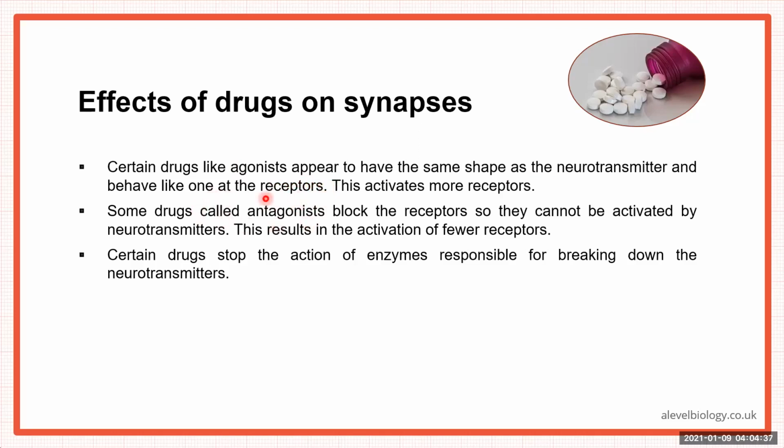Now, some drugs are called antagonists. They block the receptors so they cannot be activated by the neurotransmitters, right? So this results in the activation of fewer receptors. If you want the responses to diminish, in that case, antagonists are given. And certain drugs stop the action of enzymes which are responsible for breaking down the neurotransmitters. So we have different types of drugs which have different effects. Some have effects on enzymes, some block the receptors, so definitely the receptors will not respond to the neurotransmitters, and some actually behave like them.